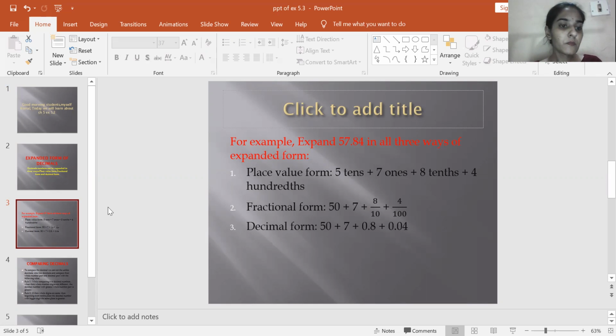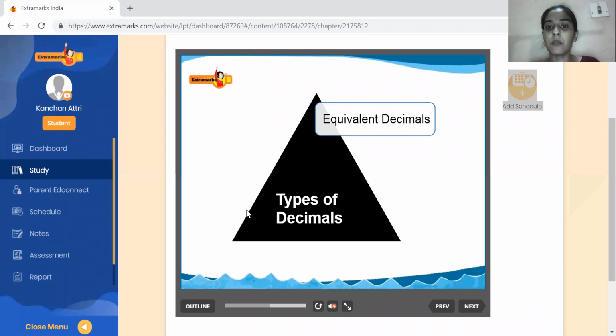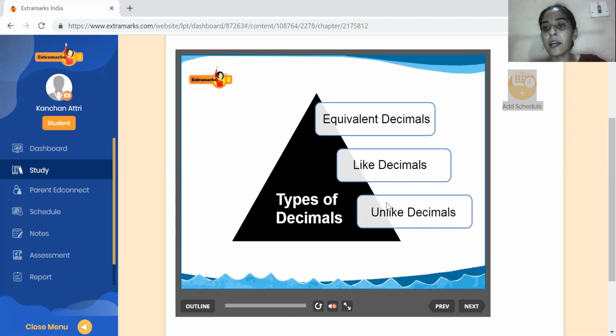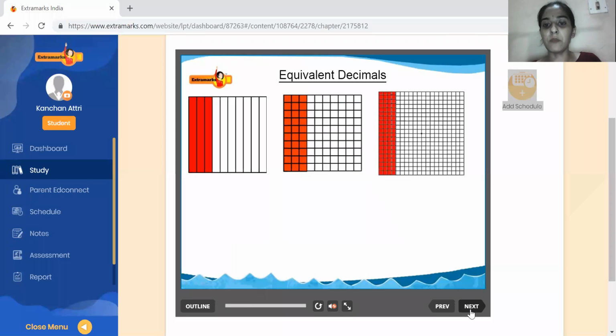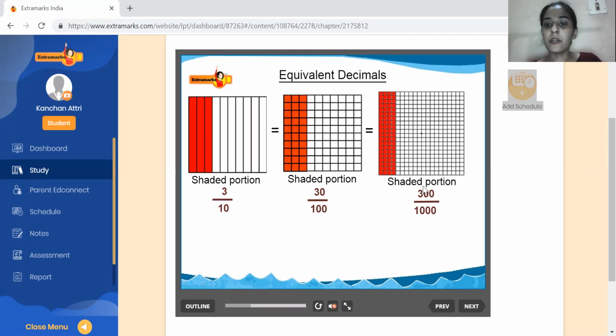Okay class. Now let's move on to the types of decimals. There are three types of decimals. First is equivalent decimals, like decimals, and unlike decimals. Let's discuss one by one. So firstly, equivalent decimals. Yes class, these shaded portions are equivalent decimals like 3 by 10, 30 by 100, and 300 by 1000.